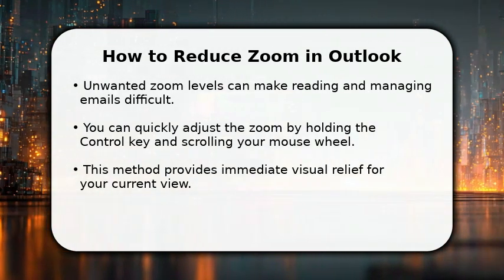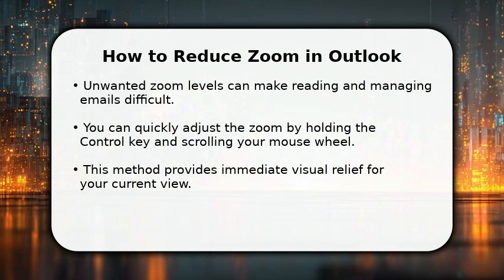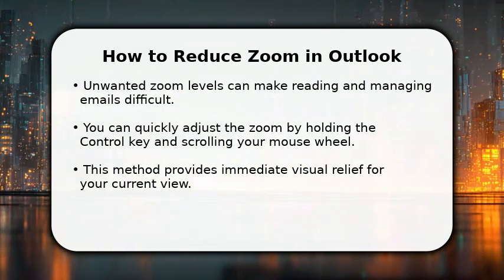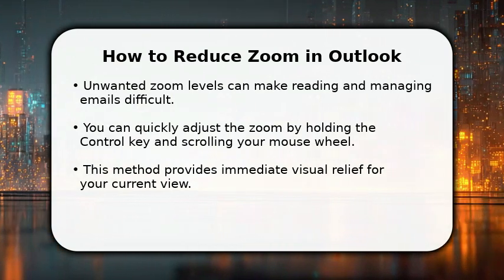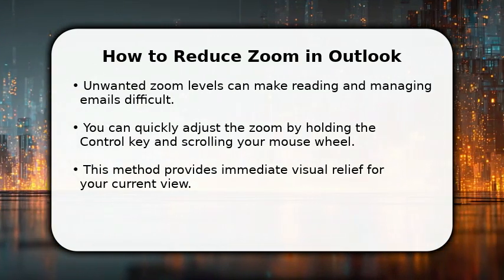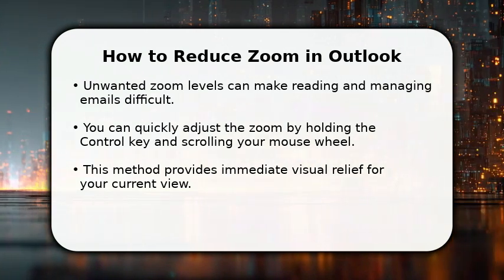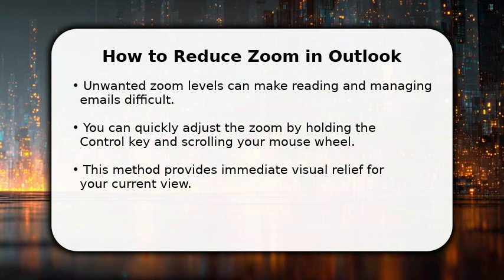A quick and easy way to adjust this is by simply holding down the Control key on your keyboard and then scrolling your mouse wheel either up or down. Scrolling down will reduce the zoom, making your text smaller and more manageable, while scrolling up will increase it. This offers immediate visual relief for your current view.